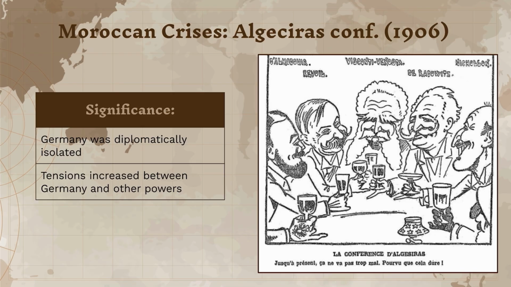Second was the Algeciras Conference, sorry if I pronounced that wrong, of 1906. European powers met to resolve the dispute, and most nations supported France, allowing it to maintain control over Moroccan policy, which led to Germany being diplomatically isolated once again, and to tensions increasing between Germany and other powers.